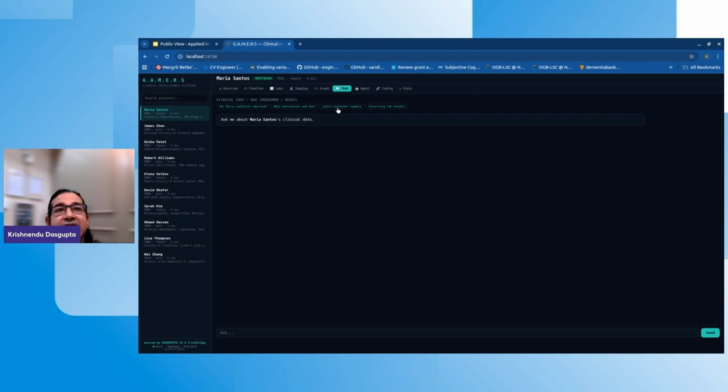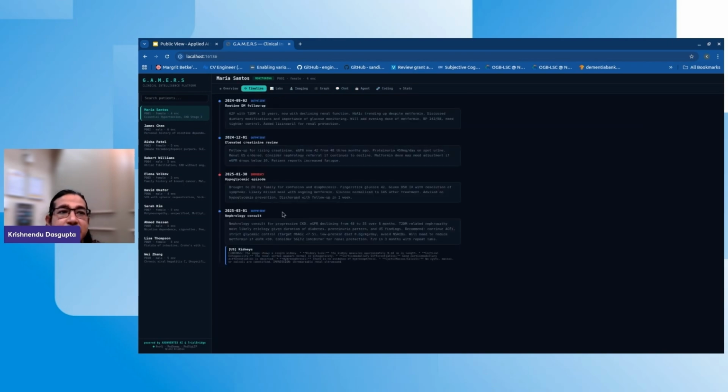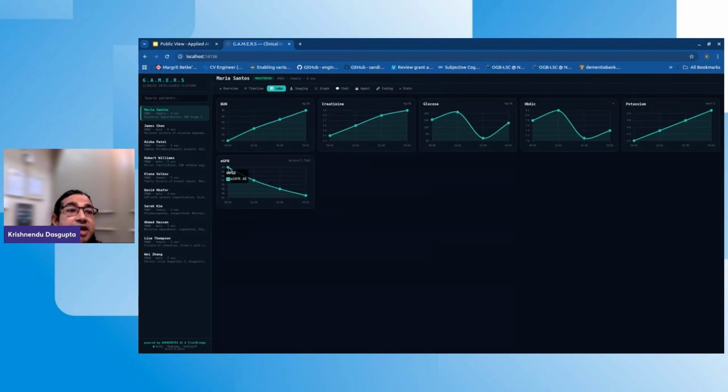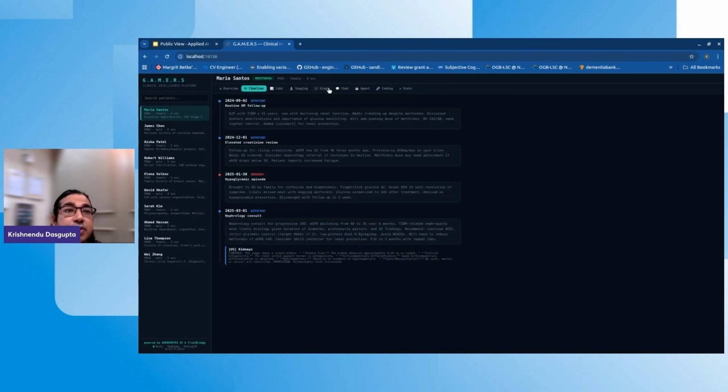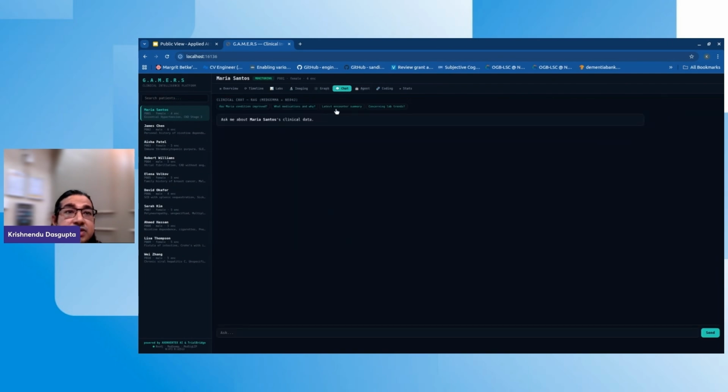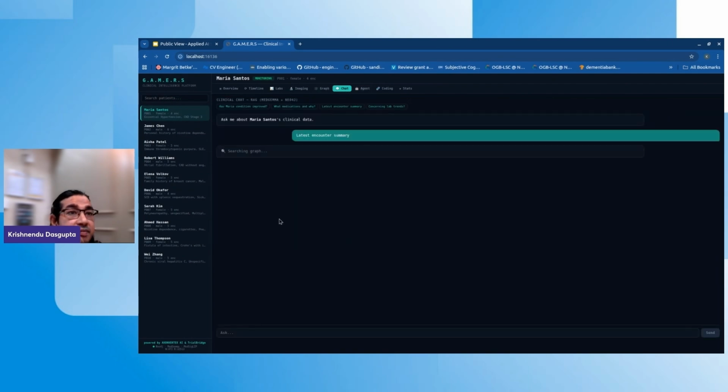Some latest encounter summary. Before we do that, let's go to the timeline and we say nephrology consult, progressive CKD, eGFR declining from 48 to 35. Now, if I look into it, is it so? Yeah, 48 to almost 35. It has declined. So that's the timeline. So let's go to the graph and do a quick chat and ask for the latest encounter summary.